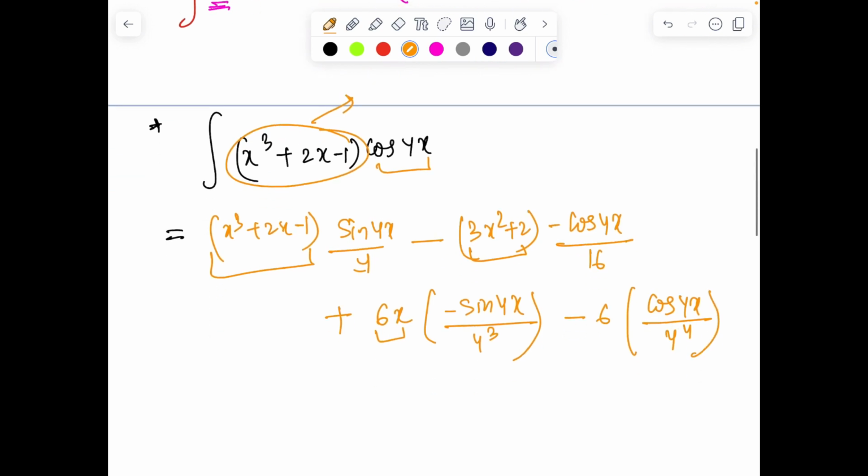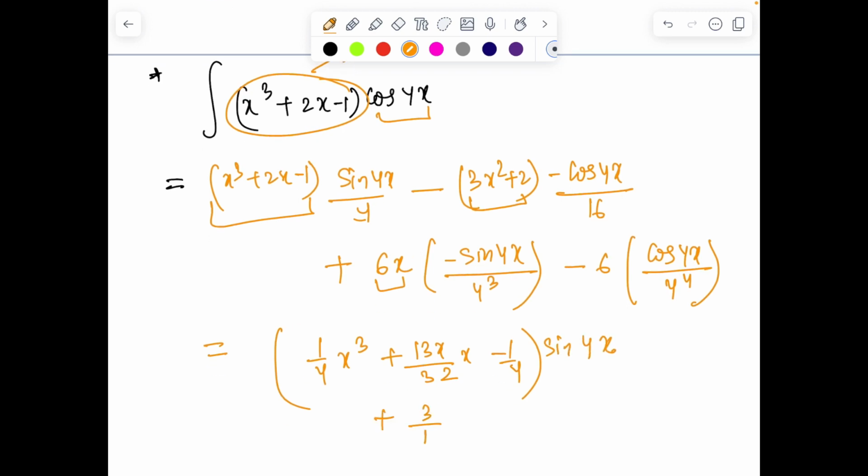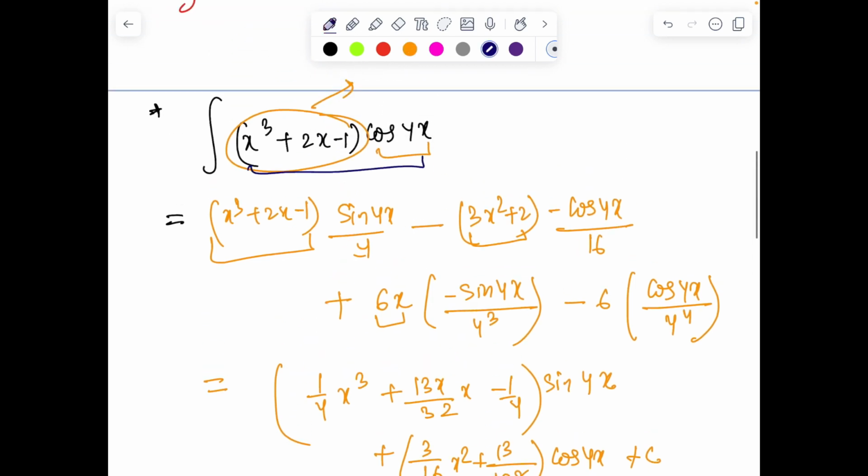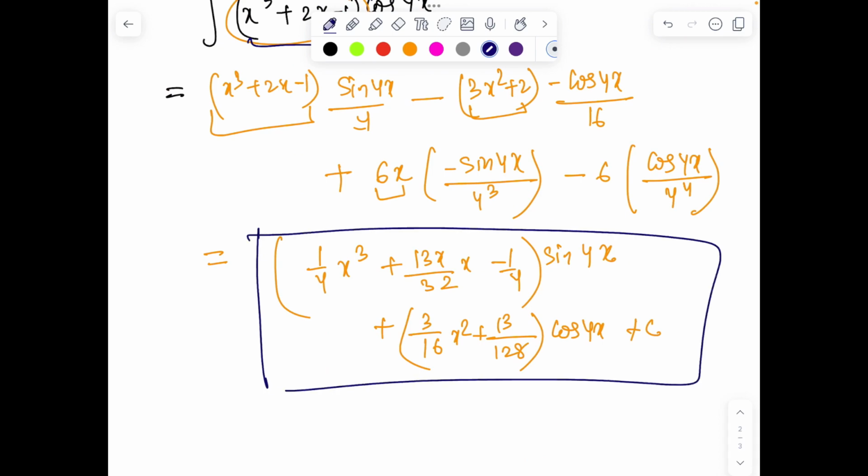Now if we collect the terms, finally what we are getting is 1 by 4 x cube plus 13x by 32 minus 1 by 4 into sin 4x, plus 3 by 16 x square plus 13 over 128 into cos 4x plus constant. So you see how we have killed this monstrous problem just in a single line.